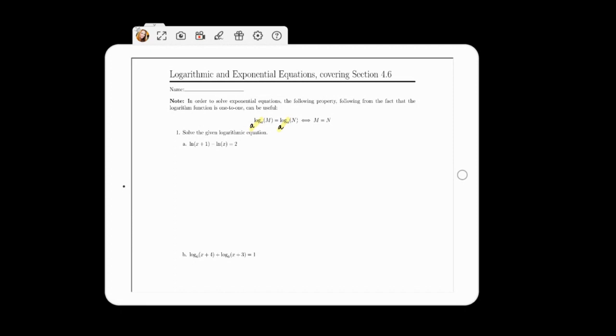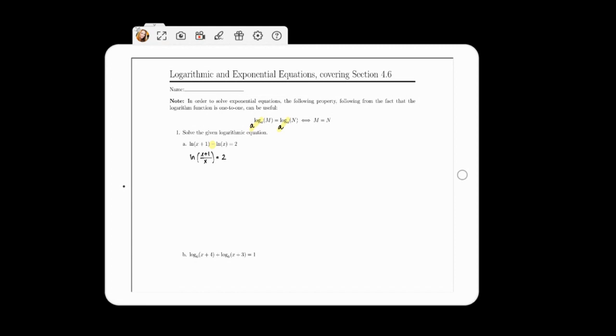to solve these equations. So the first one is the log of x plus 1 minus the log of x equals 2. If we want to use the property above, we need to take the two logs written on the left-hand side and combine them together into one log. Here we have the minus, and we know that we can take two logs of the same base into one log where subtraction becomes division.